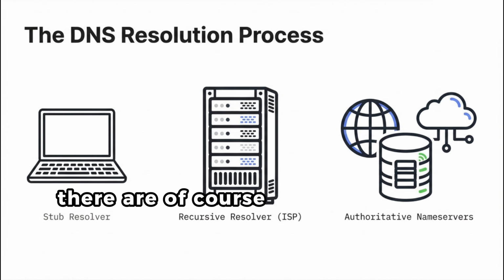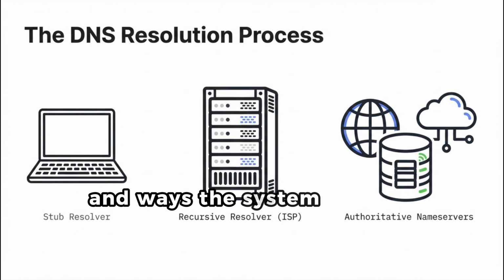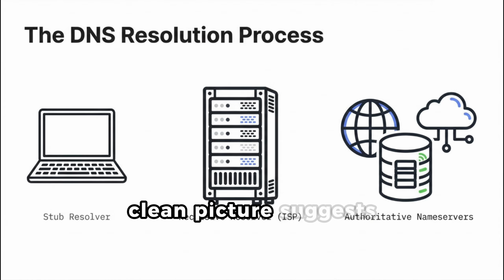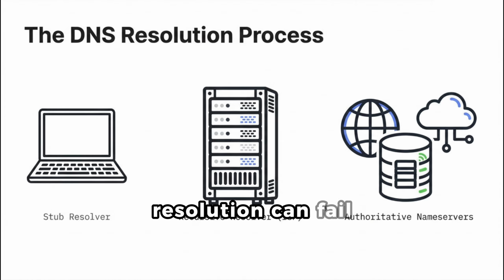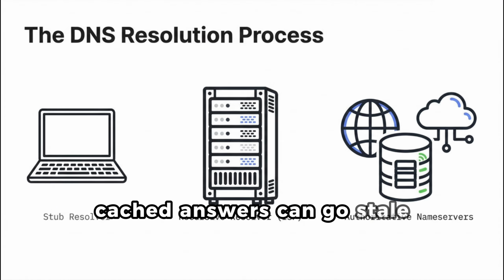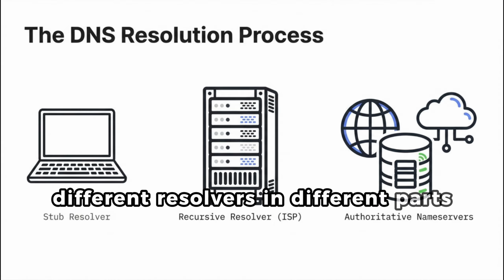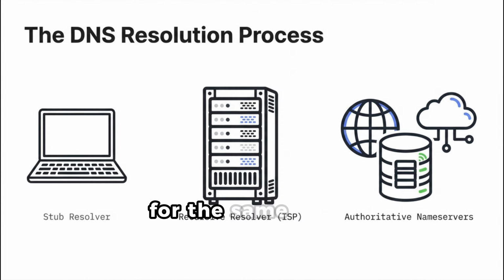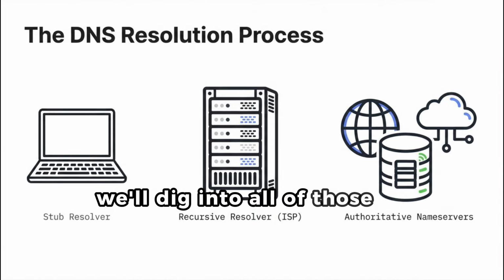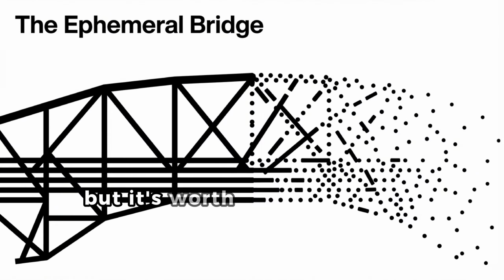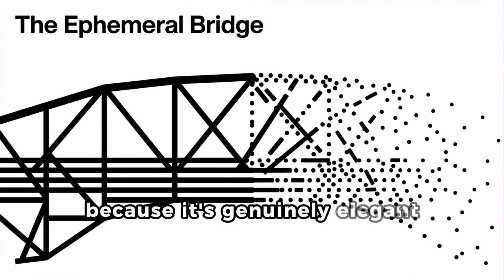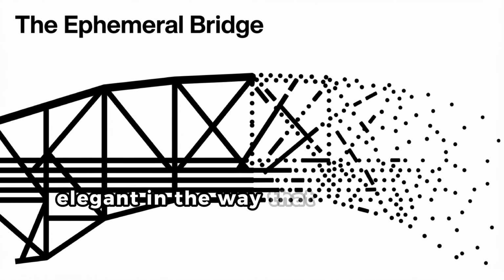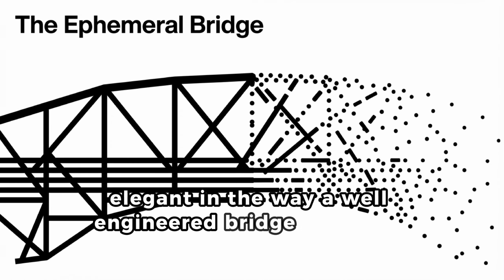There are, of course, things that can go wrong, and ways the system is more complicated than this clean picture suggests. Resolution can fail, cached answers can go stale. Different resolvers in different parts of the world can give you different answers for the same name. We'll dig into all of those in upcoming videos. But it's worth sitting with the design for a moment before we move on, because it's genuinely elegant. Not elegant in the way that a beautiful proof is elegant. Elegant in the way a well-engineered bridge is elegant.